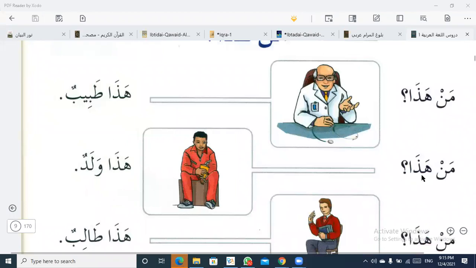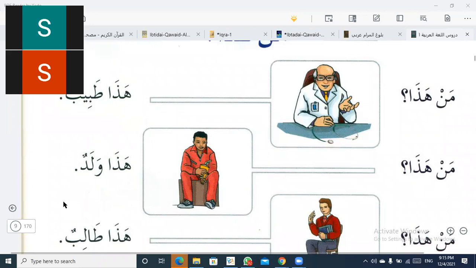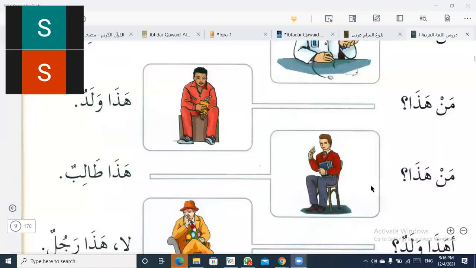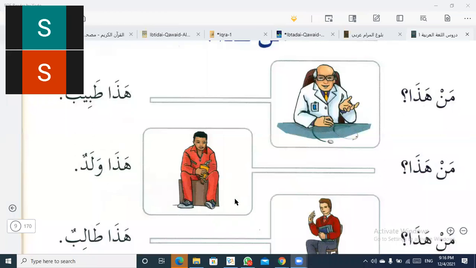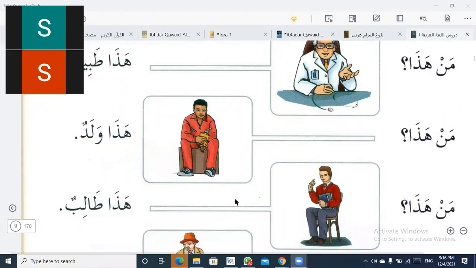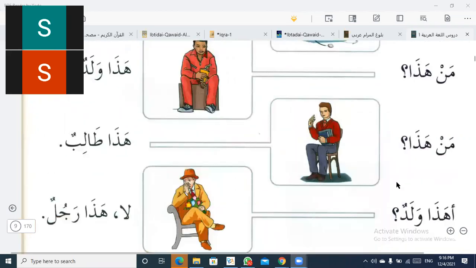Then? Man haza. Should I continue? Yes, yes. Man haza. Who is this? Haza waladun. He is a boy. Man haza. Who is this? Haza talibun. This is a student. Ahaza waladun. Is this a boy? La, haza rajulun. No, this is a man. Good.